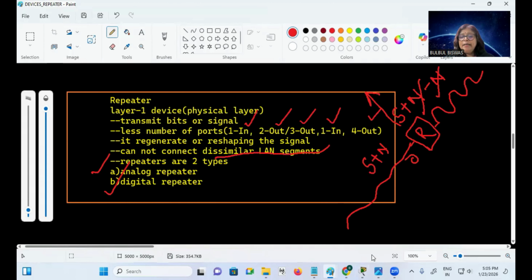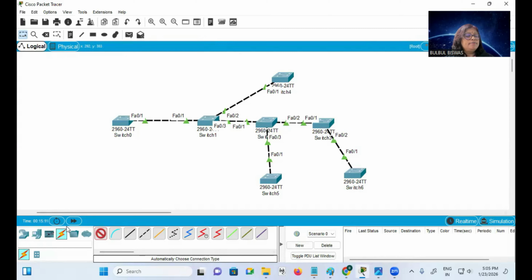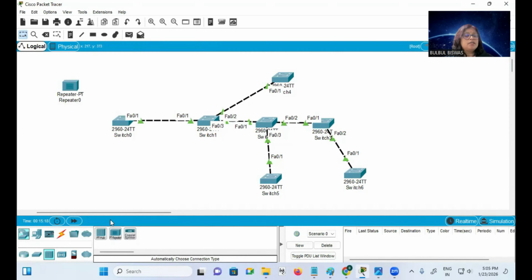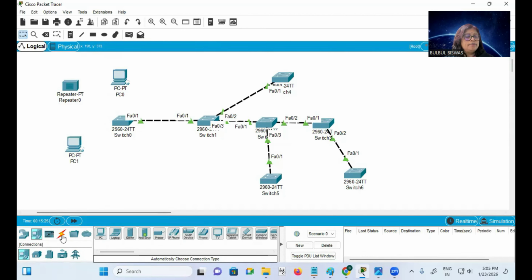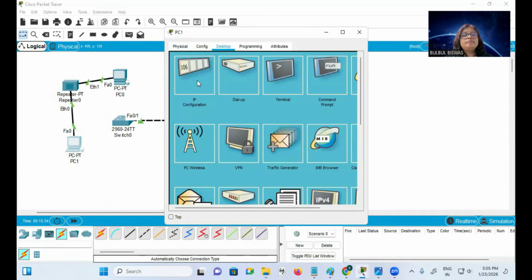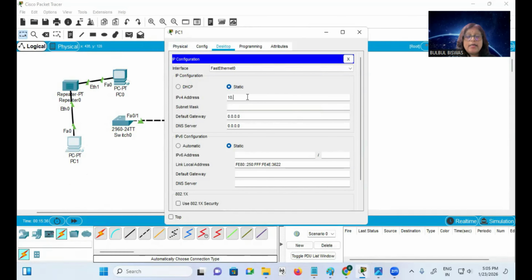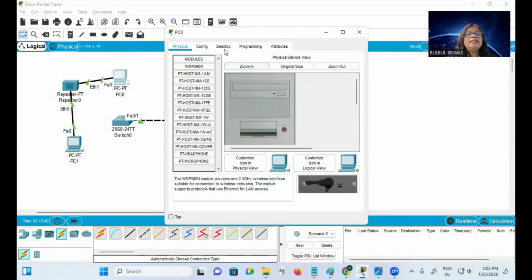I'm showing you the repeater in Packet Tracer. You can see, you go to this icon. Here you can go to this hub and you can see this is the repeater. Have you seen, my dear? Suppose I'm connecting 2 devices with this repeater. You can check it out, okay? I'm connecting 2 devices with the repeater. I'm assigning IP. I want to check whether communication can take place or not. You can see the repeater.